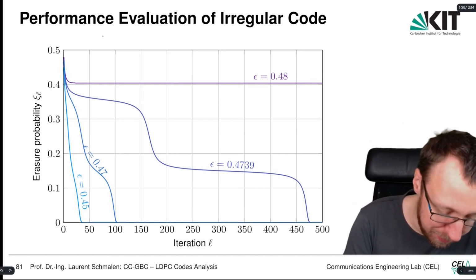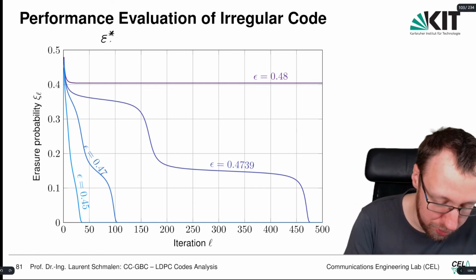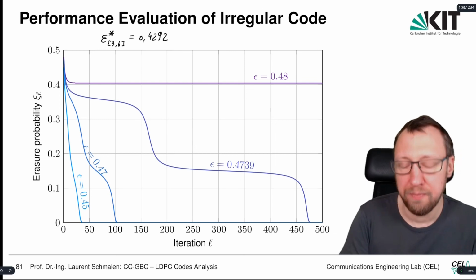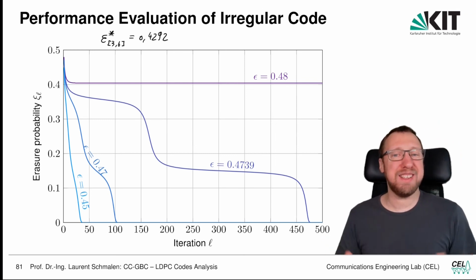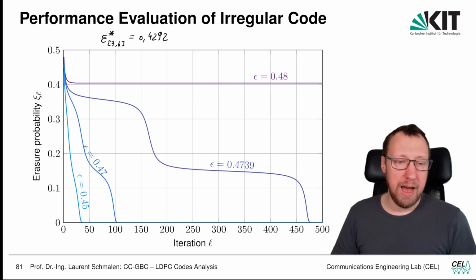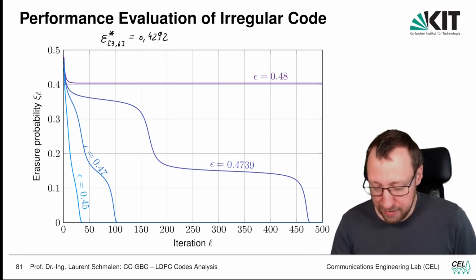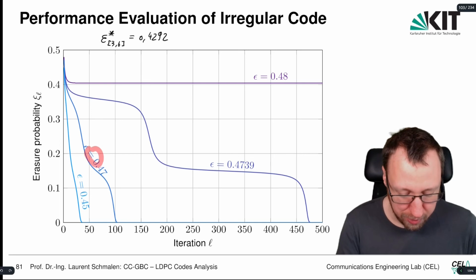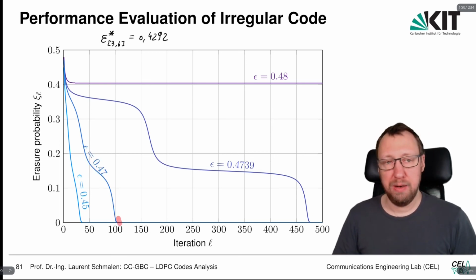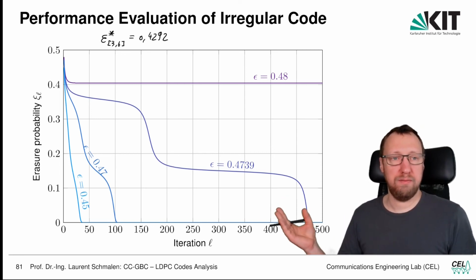Recall that epsilon star of the (3,6) LDPC code was equal to 0.4292. So we have quite a significant improvement compared to the (3,6) code, and already at epsilon equals 0.47, we converge quite rapidly. So pretty nice result and pretty good code.